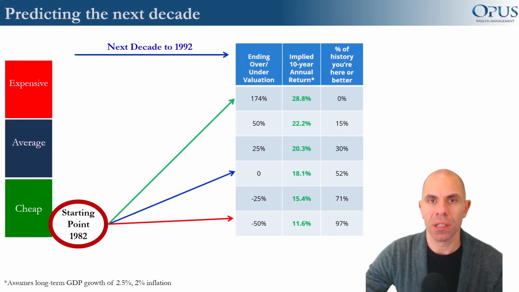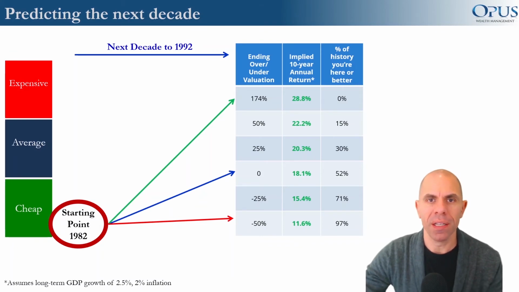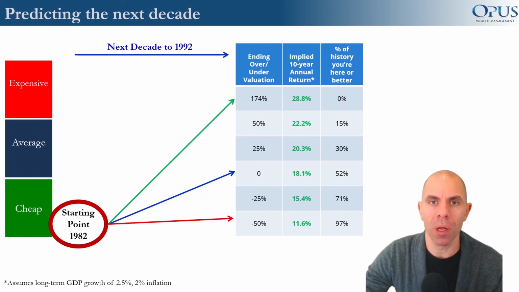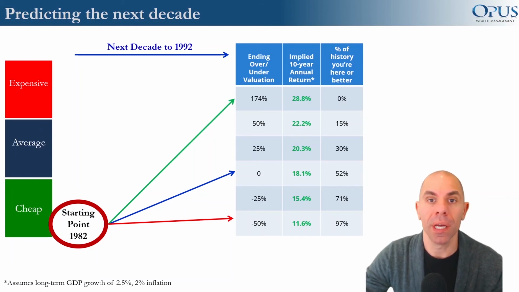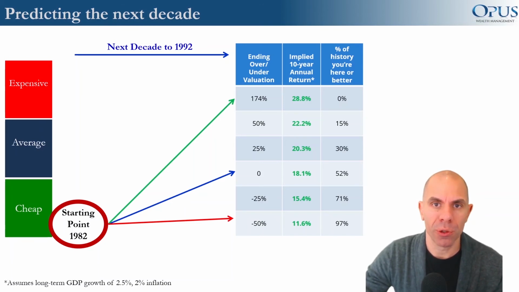To finish the exercise, let's look at what the math would have looked like in 1982 when the stock market went through a brutal bear market and nobody wanted anything to do with them. So in 1982, US stocks were trading at 57% below average valuations. So if you had the very humble assumption that valuations over the next decade would end up at 50% below average valuations, you would have earned a nice 11.6% return on your money.